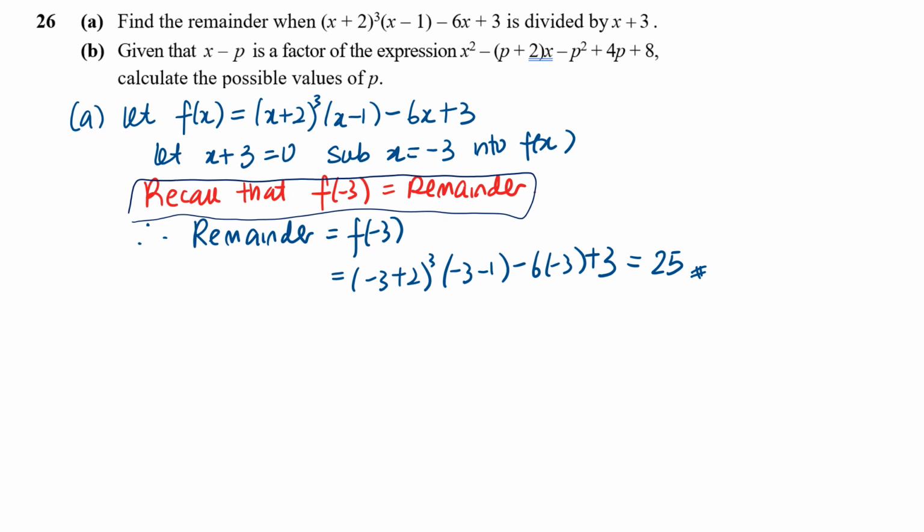Okay, so questions to ponder. Why do I let x plus 3 equals to 0? And why do I substitute x equals to negative 3? Okay, and then from there, you can find a remainder, which is 25 for part A.